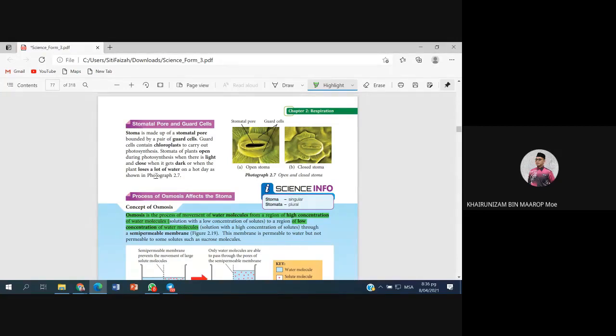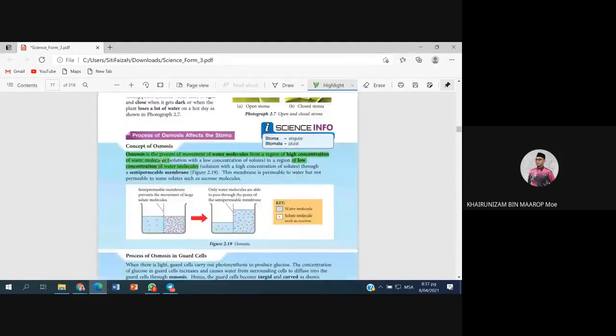Begitu juga dengan gut cell. So the gut cell becomes straight and the stoma is closed. Because of what? Because of the leaf or the plant not produce glucose. Remember that. This is the process of osmosis affects the stoma.